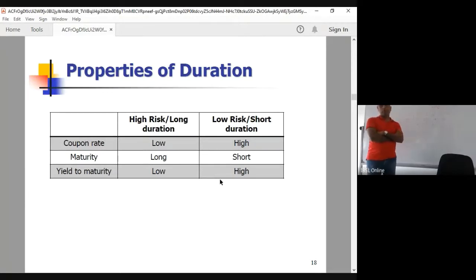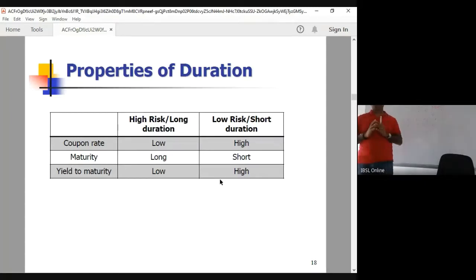If the coupon rate is low, is your risk high or low? Depending on the coupon rate, if the coupon rate is low, you have a higher risk and a longer duration. If the coupon rate is high, you have a lower risk and a shorter duration. You all understand that? Just take it for a second. If the coupon rate is low, you have a higher risk and a longer duration. If the coupon rate is high, you have a lower risk and a shorter duration. Is that clear?